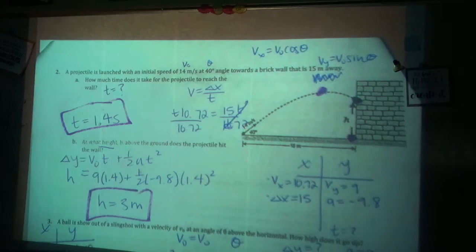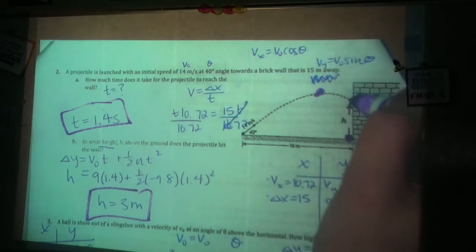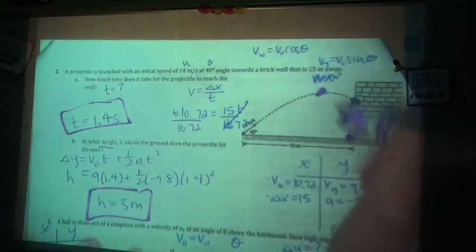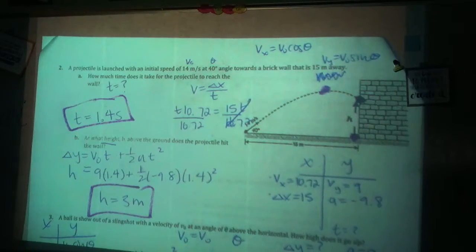And the reason we're not using v equals 0 at the top is because I'm not asking at the top. I'm asking for this one right here, and it's not like any specific half of the height or anything like that. So I have to just use this x distance because that has been given to me.